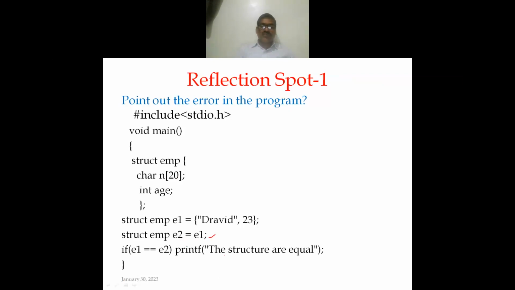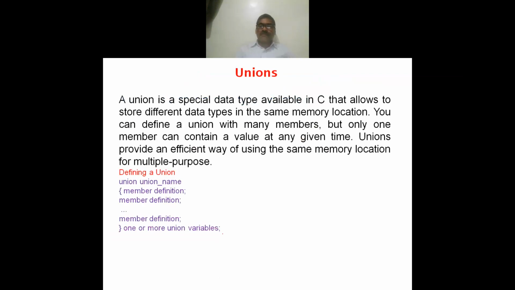If e1 is equal to e2, print the structures are equal. So can we use this double equal to here for comparing the structures? If you are able to identify that, you can say that it is not possible to compare one structure with another structure directly. So what you have to do here is compare member by member: e2.name is equal to e1.name, e2.id is equal to e1.id. Like that, member by member, you have to compare, then only the two structures can be equated.